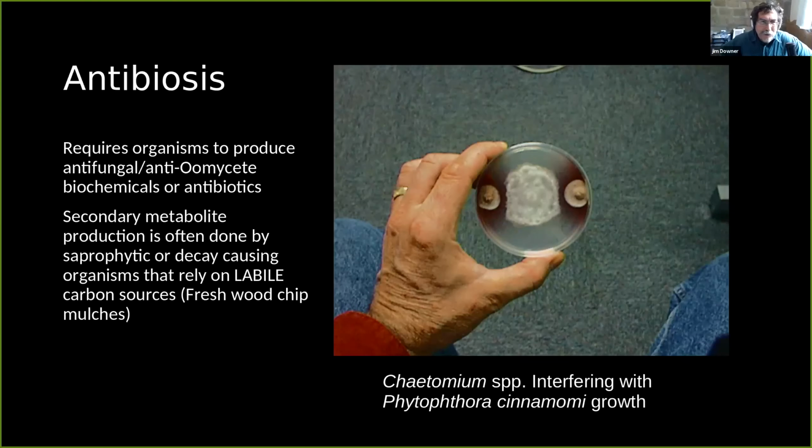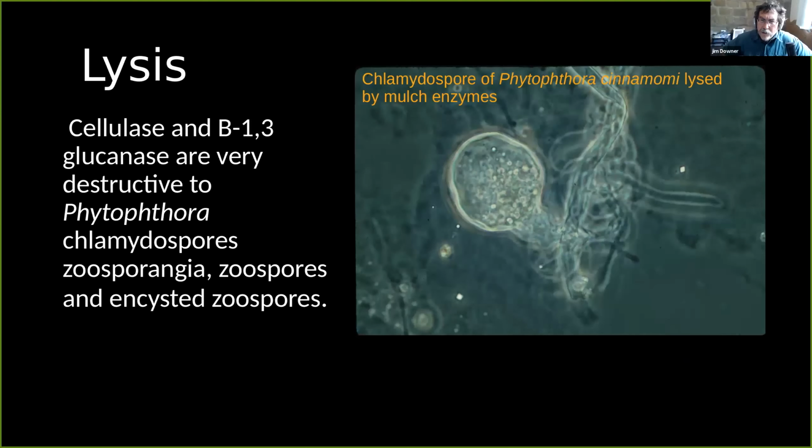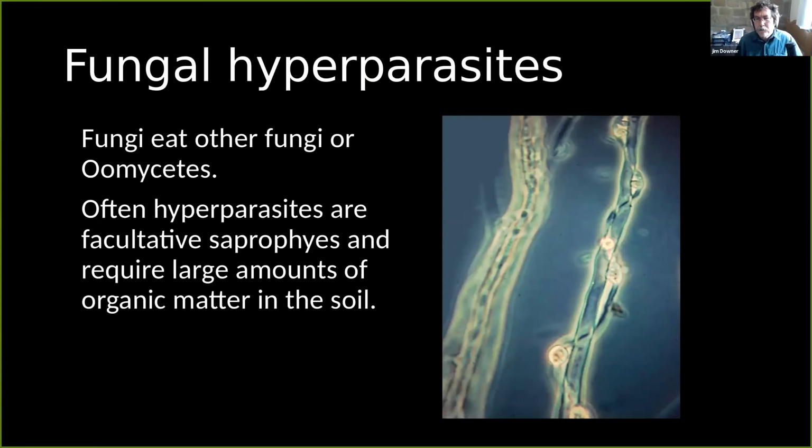So another thing that happens in soil is called lysis. Lysis is where cells are broken open, and some fungi create enzymes that destroy the cell walls of other organisms like Phytophthora. And this was what I largely worked on for my PhD, showing that organic matter in soils has a big role in stimulating the production of these enzymes that destroy the pathogenic things that want to hurt our trees. And finally, organic matter has a role in providing the food for fungi that want to eat pathogens.